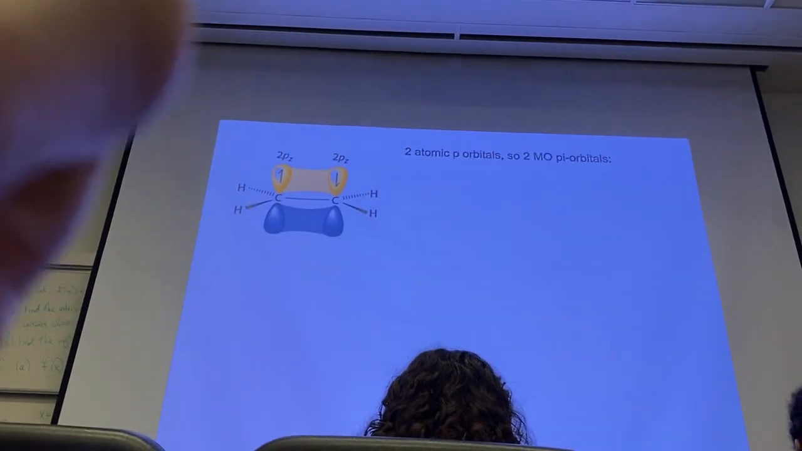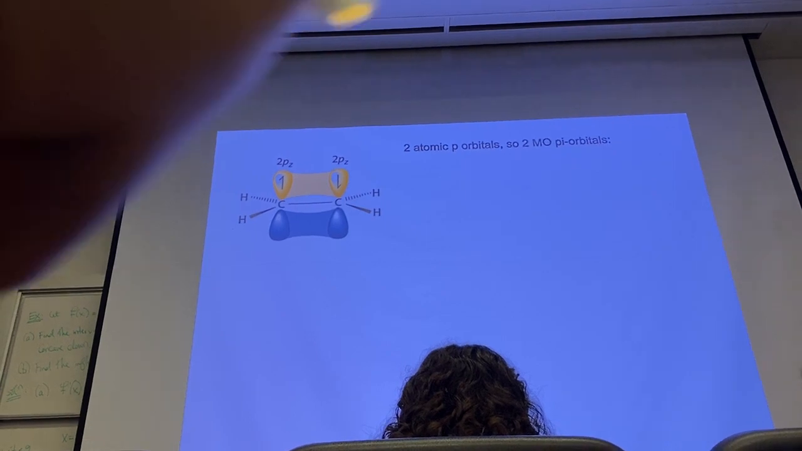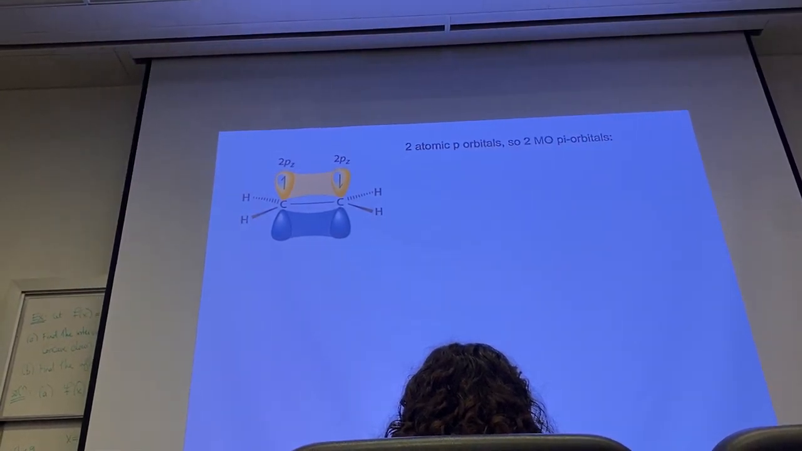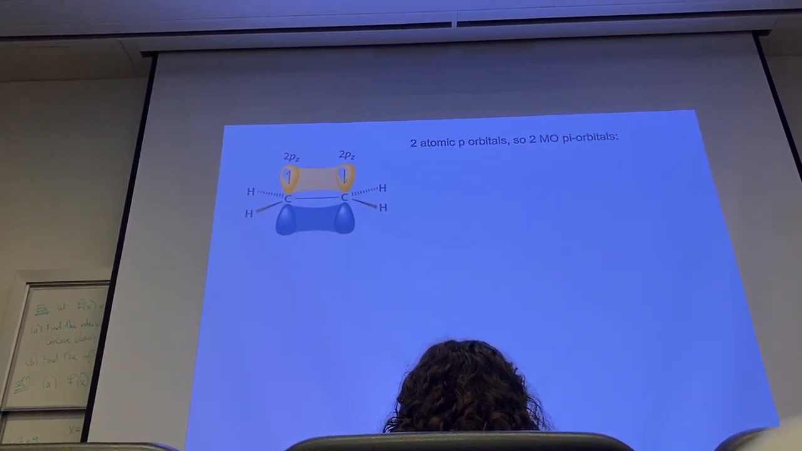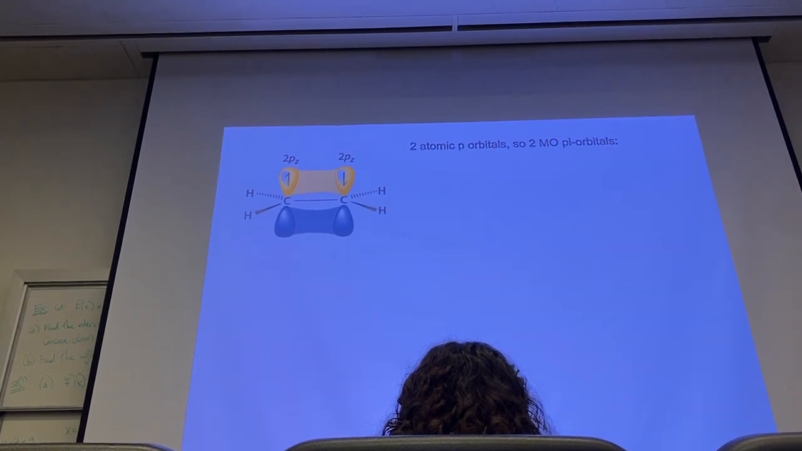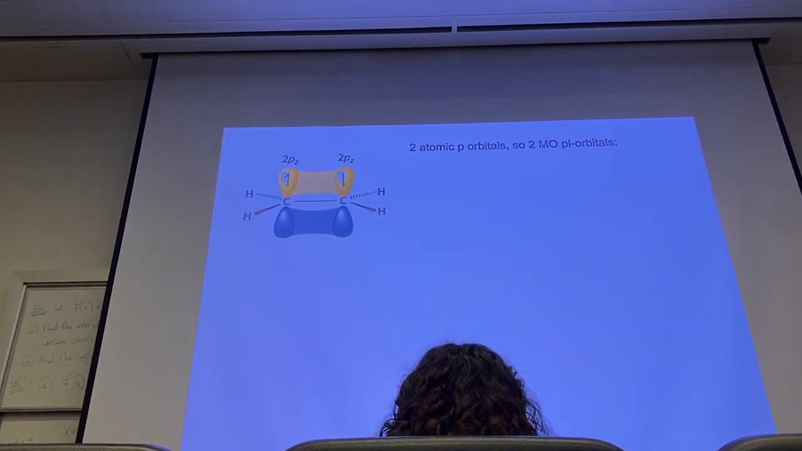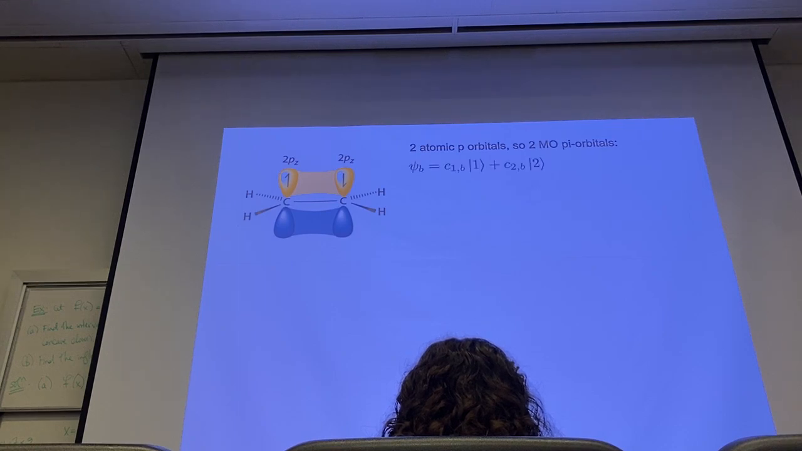You know, prime your frontal lobes. Here is what we did last time. We have two carbon atoms. Each one has one p electron, and those two p electrons will then occupy the pi molecular orbitals. So we have two atomic p orbitals. We form two MO, which is molecular orbital, pi orbitals, and they have this shape.